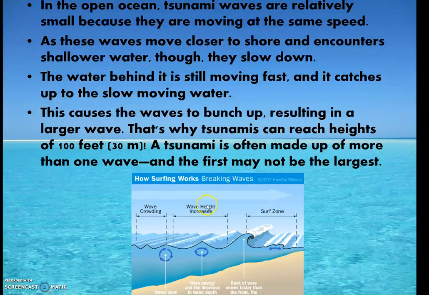So as I just mentioned, in the open ocean, tsunami waves are relatively small because they are moving at the same speed and they're spaced out. But as the waves move closer to the shore and encounter shallower water, right here in the surf zone, they slow down. The water moving behind it catches up, and that's what causes the waves to bunch up and build up, resulting in a larger wave. So that's why tsunamis can be up to 100 feet or 30 meters tall. A tsunami is often made up of more than one wave that have bunched together, and the first wave might not be the largest. So sometimes people think a tsunami is over when it is not.